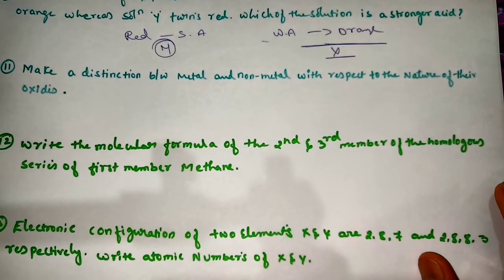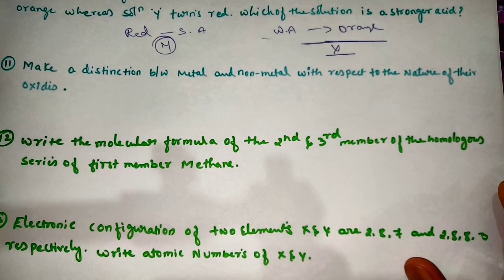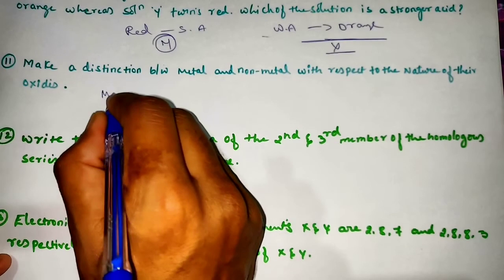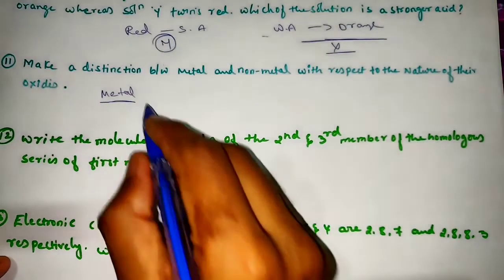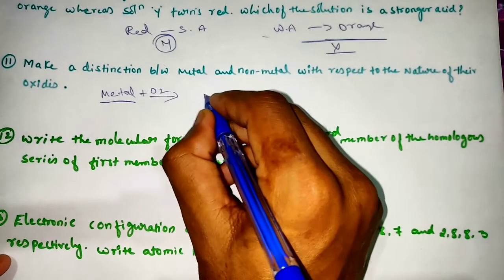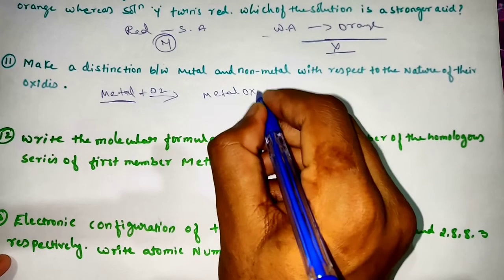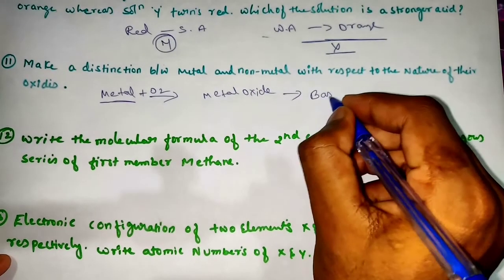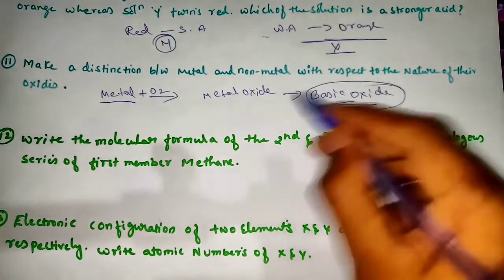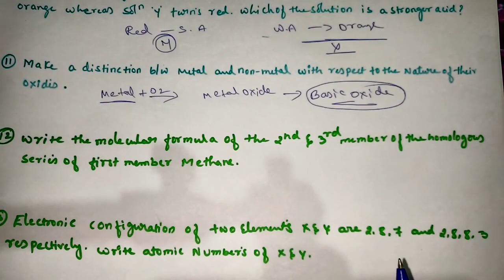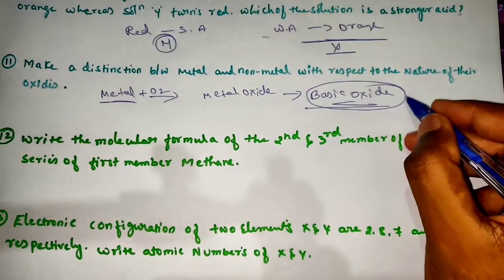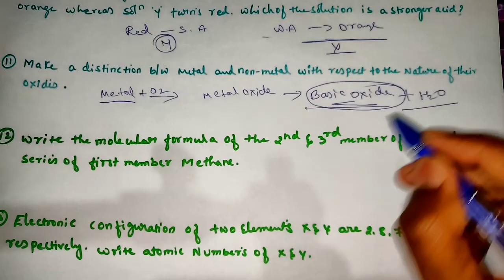Next question: make a distinction between metal and non-metal with respect to the nature of their oxides. How are we going to write? Firstly, when a metal reacts with oxygen, it will produce metal oxides. Which type of metal oxides are they? They will be basic oxides. Why is it a basic oxide? When you take the basic oxide and test with litmus paper, red litmus will be converted into blue. Otherwise, take a basic oxide and react it with water, it will produce bases.